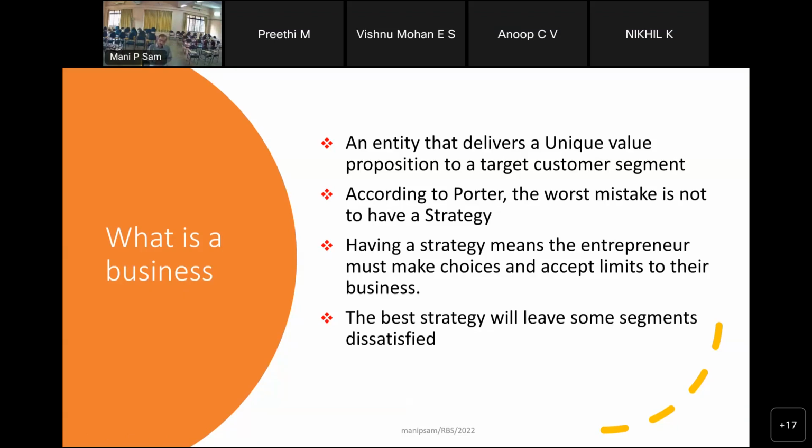And again, to quote Michael Porter, he says that the best strategy will leave some segments dissatisfied, which means that the strategy will ensure that the value proposition is really meant for the target business segment.